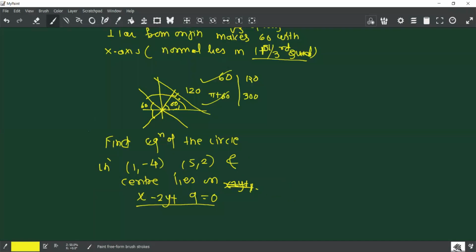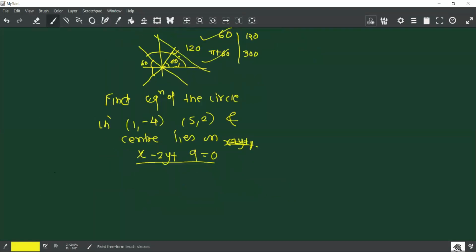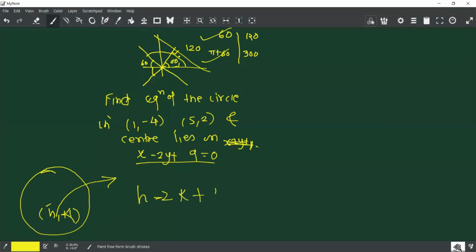How do you draw this? Take the center of the circle as h, k. Now, sir, the center lies on this line, meaning in place of x, h, in place of y, k. This will be my equation number 1. This is equation number 1. Okay, try. No problem. Take your time.